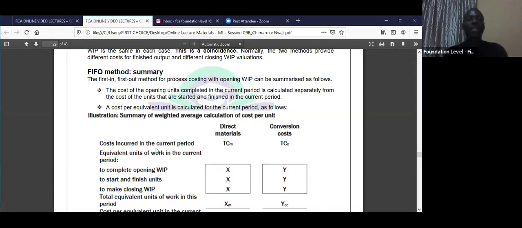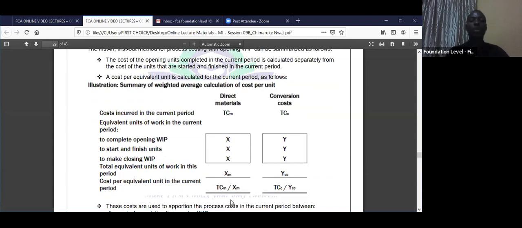So if you look at it, cost incurred in the current period, that's current period total cost, over equivalent units of work in the current period. It is consisting of equivalent units to complete the opening work in progress. Then what we started and finished. Then what is the closing work in progress? So we add them up. That gives us what we call our total equivalent work units in this period. So we will now say this cost divided by that. So just study this format. It is the same thing. Just a moment.